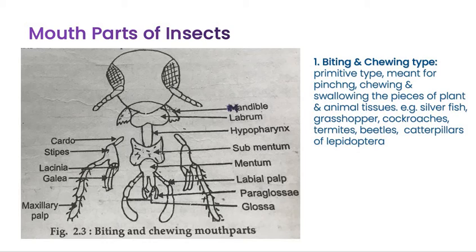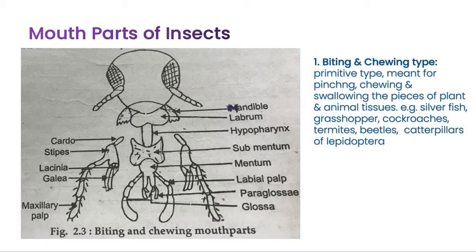Now the first type of mouthpart is the biting and chewing type, which is also called the mandibulate type of mouthpart. Biting and chewing mouthparts are generally a primitive kind of mouthparts from which all other mouthparts have evolved.